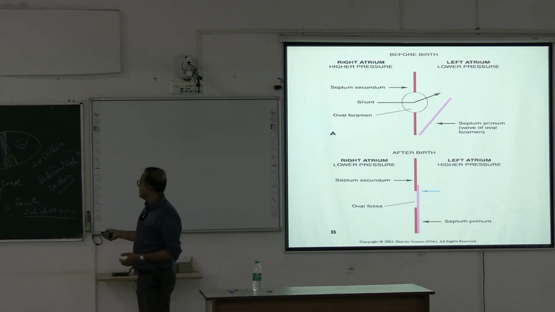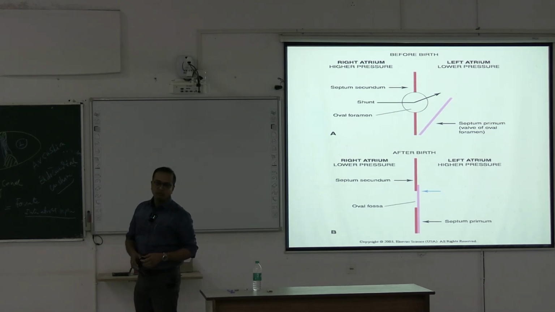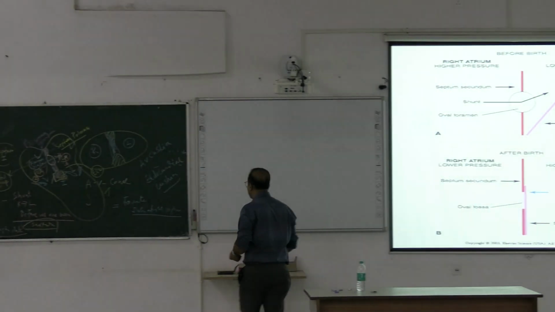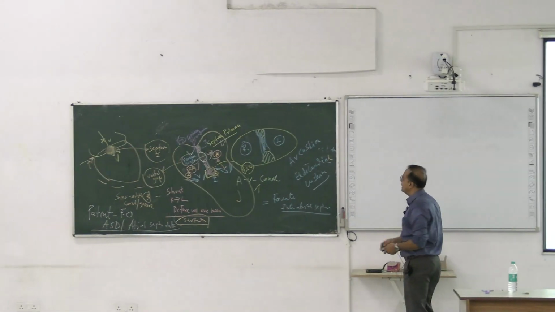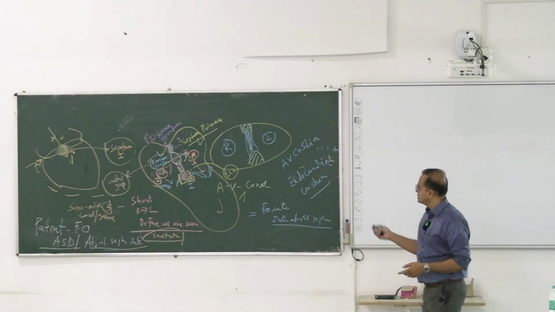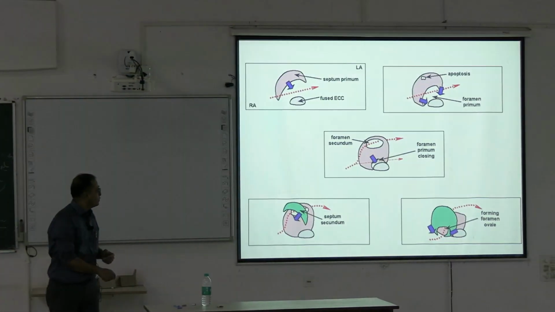So, this ASD is our exam question. You have to explain it with your embryological knowledge how this ASD is formed or how this ASD makes sense. So, this is what we have to know.